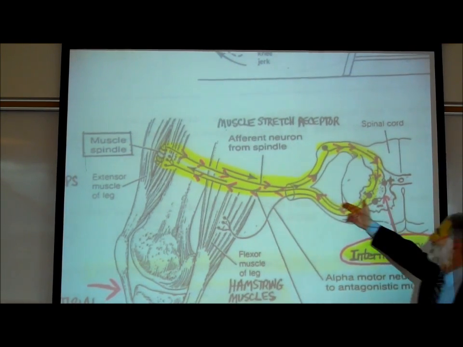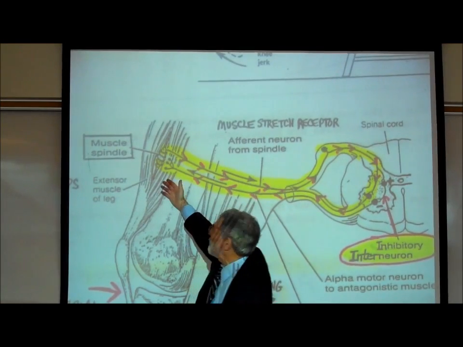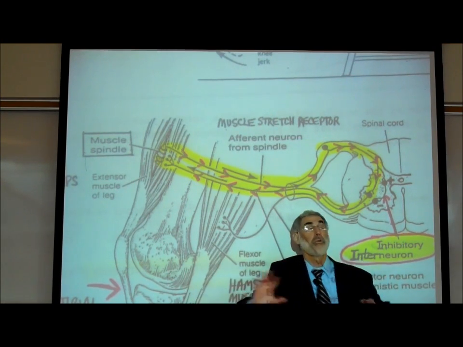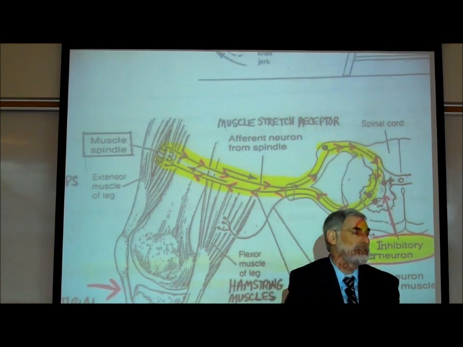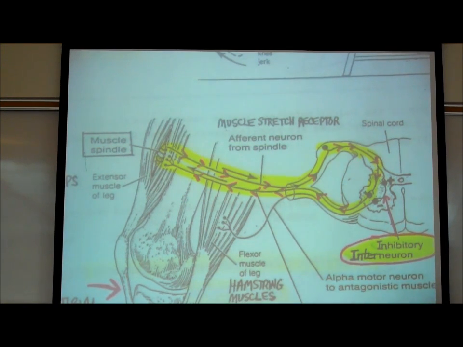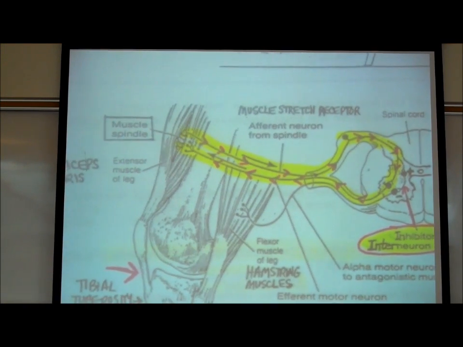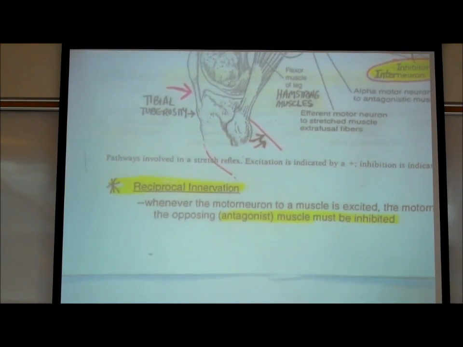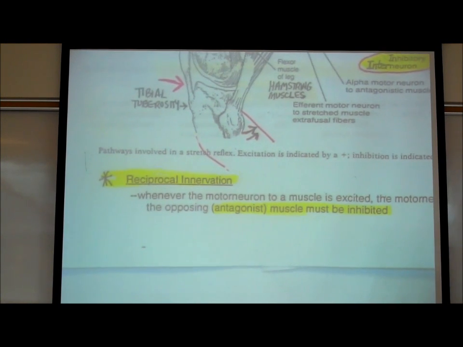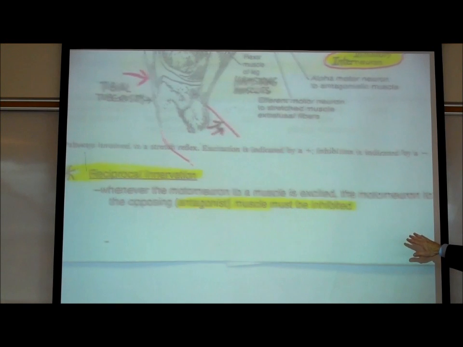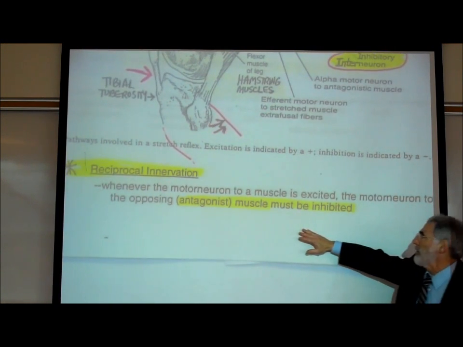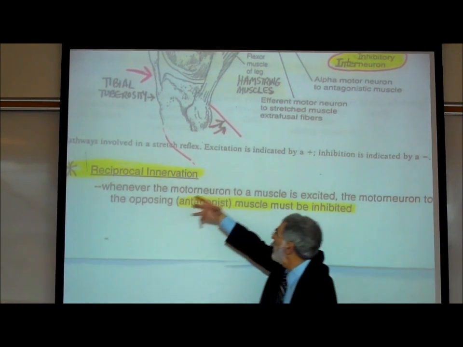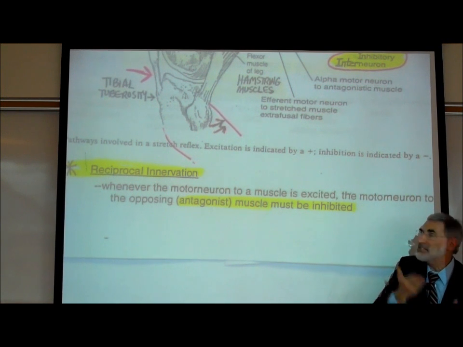So now we know that when this somatic motor neuron activates the quadriceps to contract, to extend the leg, the antagonist muscle will remain relaxed and not oppose that, not prevent it. Now there is a term for this concept that I've just described, and it is called reciprocal innervation. And what is reciprocal innervation? Whenever the motor neuron to a muscle is excited, the motor neuron to the opposing or antagonist muscle must be inhibited.